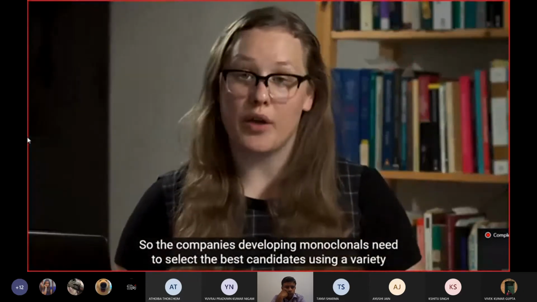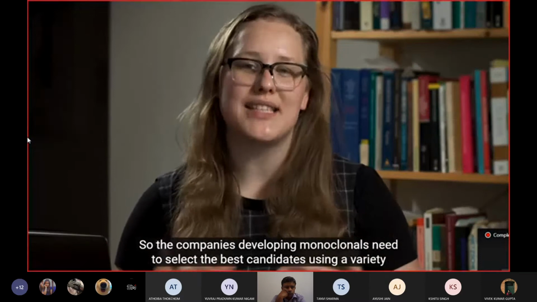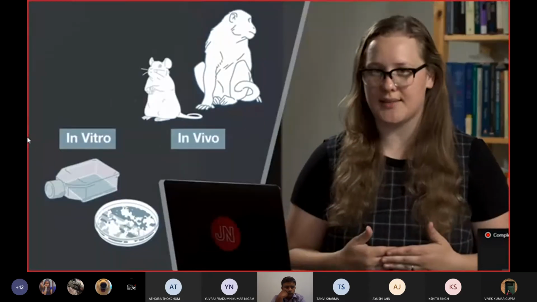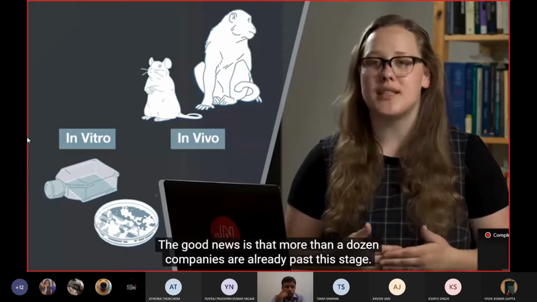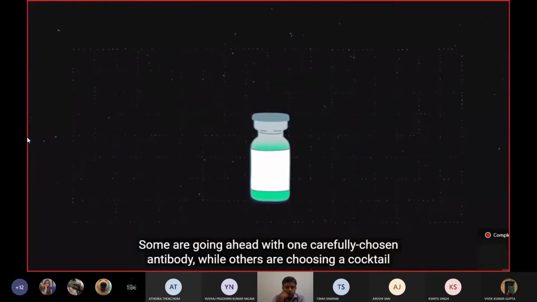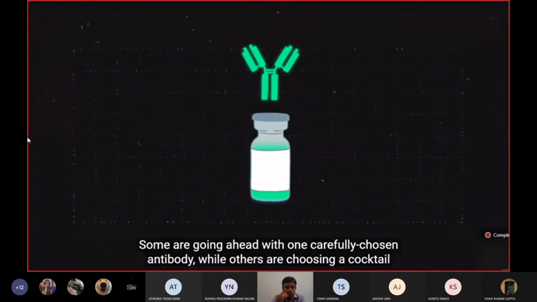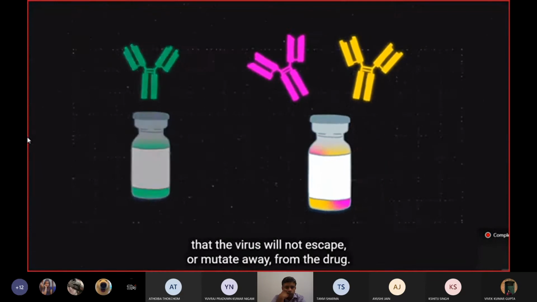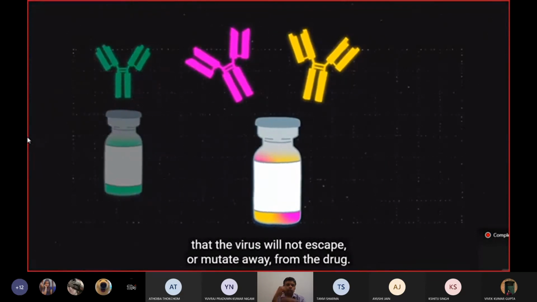So the companies developing monoclonals need to select the best candidates using a variety of in vitro and in vivo techniques. The good news is that more than a dozen companies are already past this stage. Some are going ahead with one carefully chosen antibody, while others are choosing a cocktail of antibodies, which might provide extra insurance that the virus will not escape or mutate away from the drug.